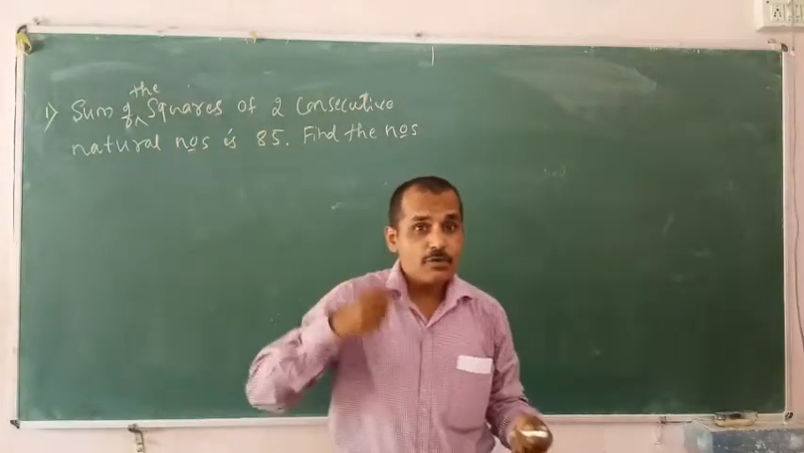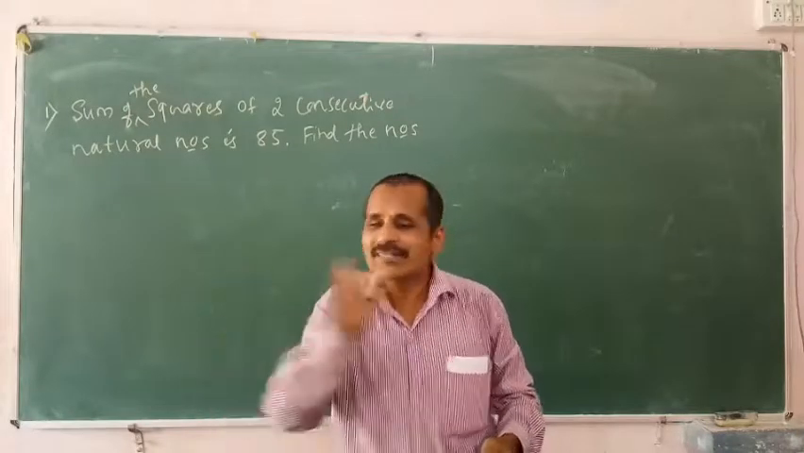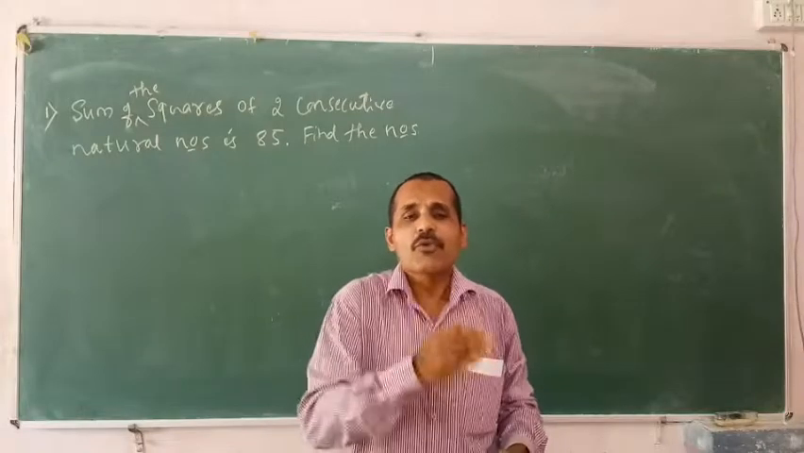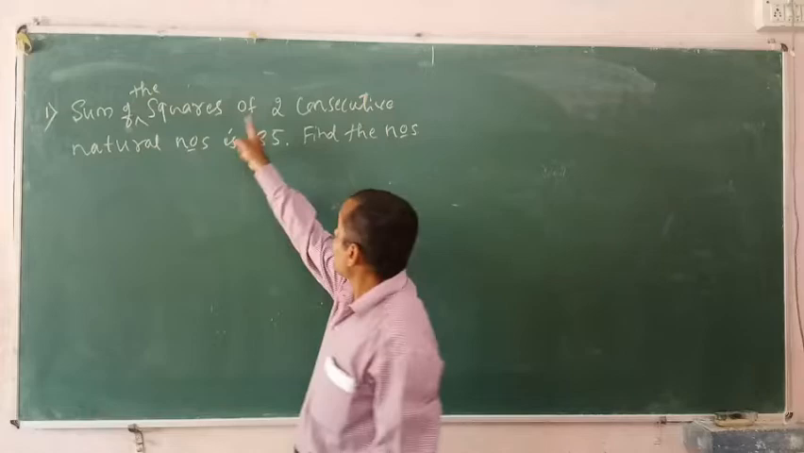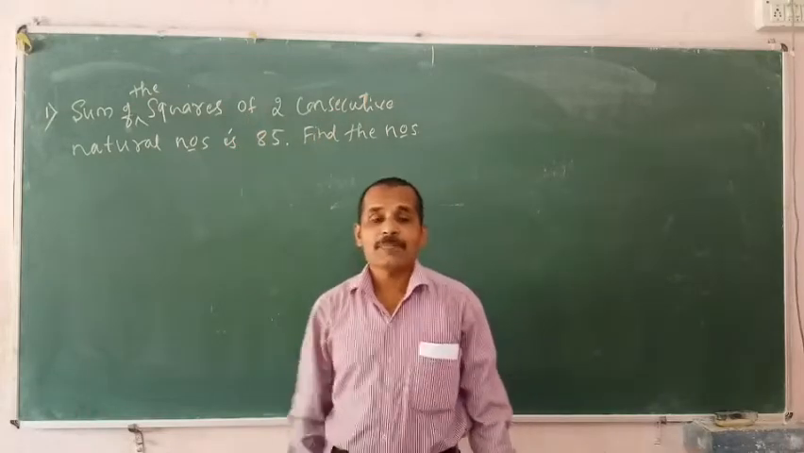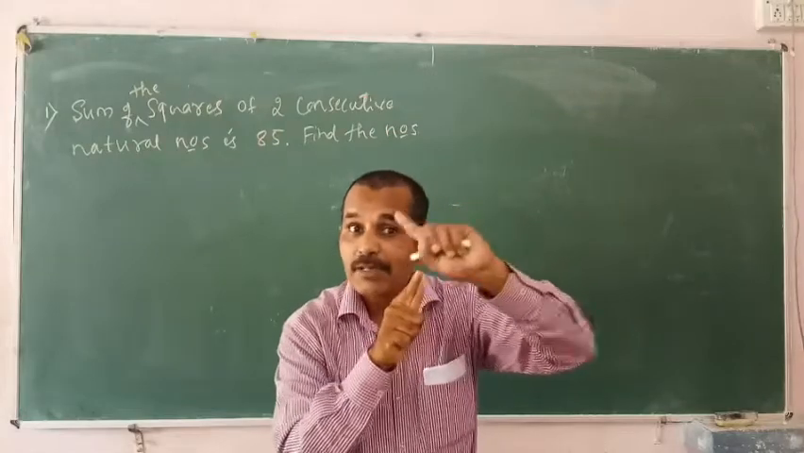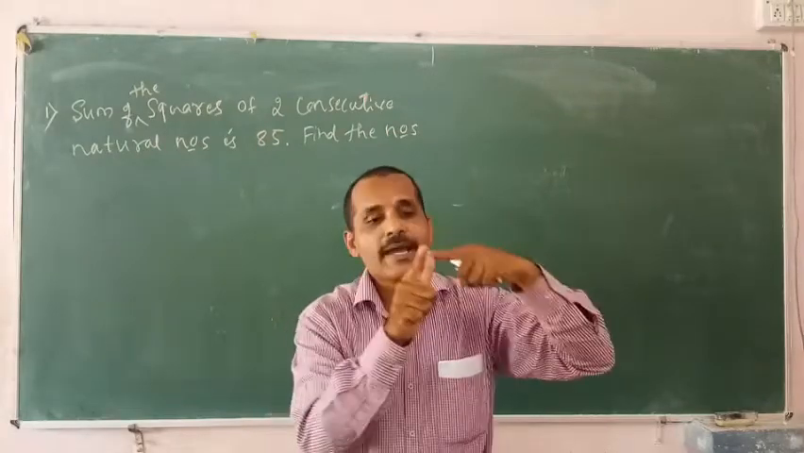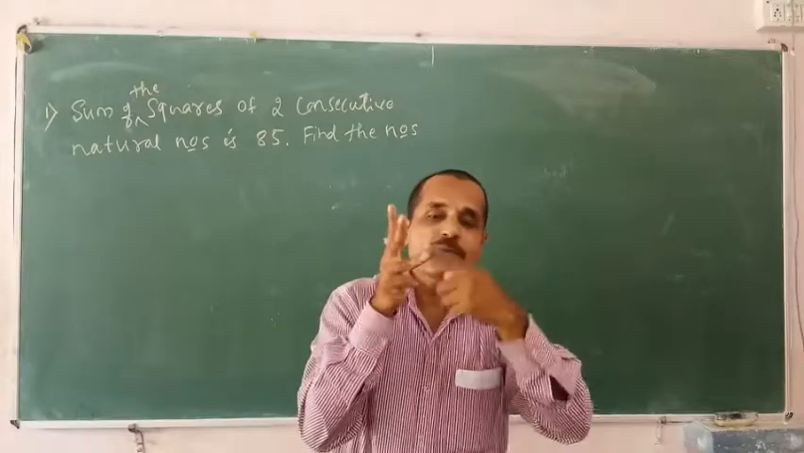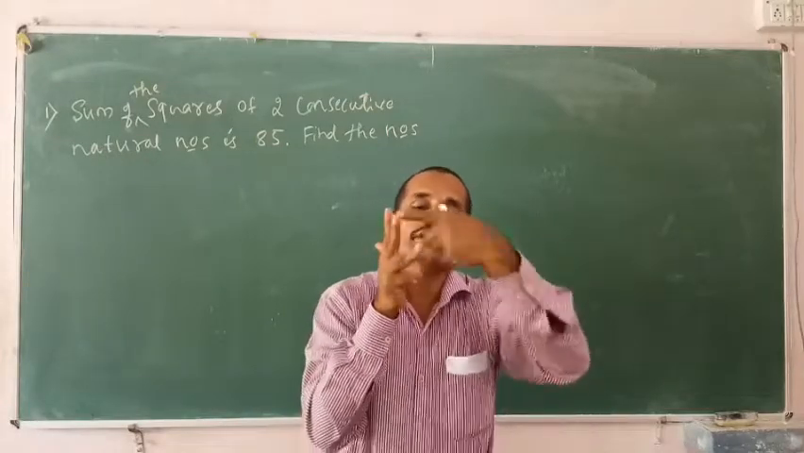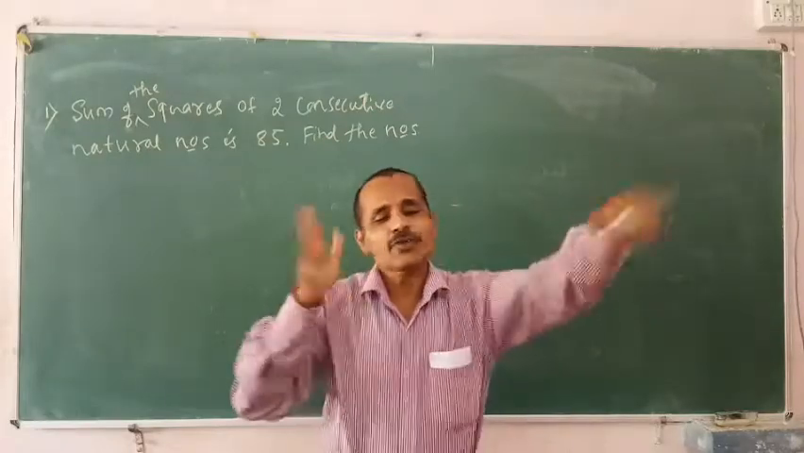See, when we say consecutive natural numbers, like 10, 11, 12, 13, these are all consecutive natural numbers. 4, 5, 6, 7, 8, consecutive natural numbers. So therefore, there are two consecutive natural numbers. That means one number you can call x. Don't say the second number is y. No, consecutive. If the first is x, the second one is x plus 1. Third one is x plus 2. Next one is x plus 3. So like that you take the consecutive natural numbers: x plus 1, x plus 2 and so on.